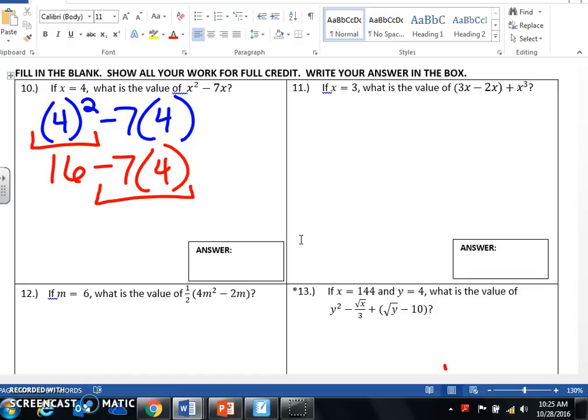Now I got to multiply. Negative 7 times 4 is negative 28. Opposite signs, I subtract. But let's get real, you could just put it in your calculator. So 16 minus 28 is a negative 12.